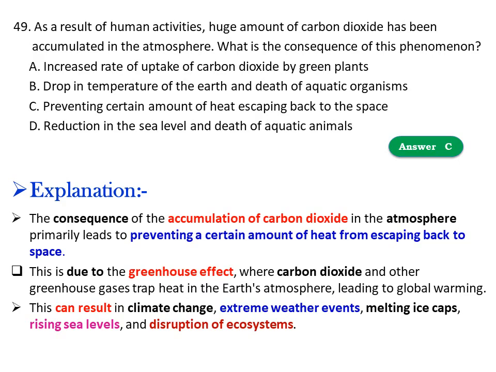The accumulation of carbon dioxide in the atmosphere prevents a certain amount of heat from escaping to space. This is due to the greenhouse effect, where carbon dioxide and other gases in the atmosphere lead to global warming. As a result, climate change, extreme weather, melting ice, rising sea levels and the disruption of photosynthesis occur. So the answer should be C.